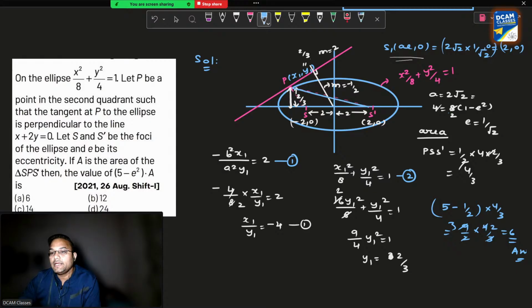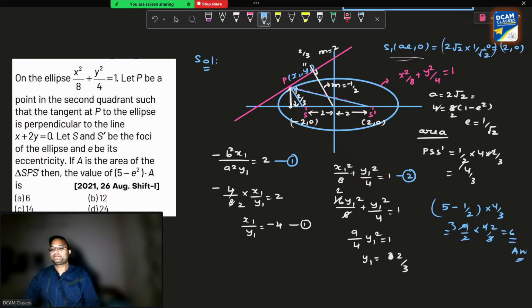Half into base into height. I found out the area. Now I don't know whether you may be thinking of this way or the other way. Some people try to find it using determinant method, but it's very easy this way. 4 by 3 is the area. 5 minus e value you have already got. So 5 minus e square into area. Answer we have got.